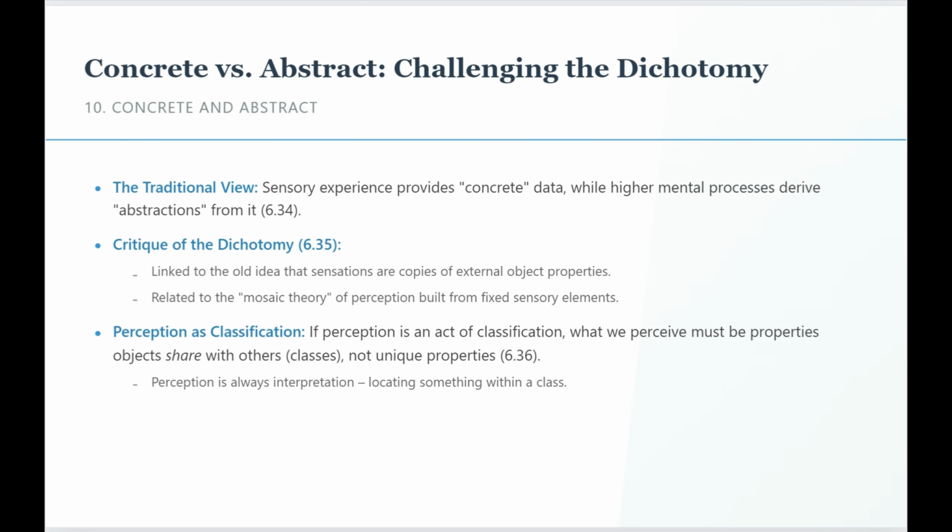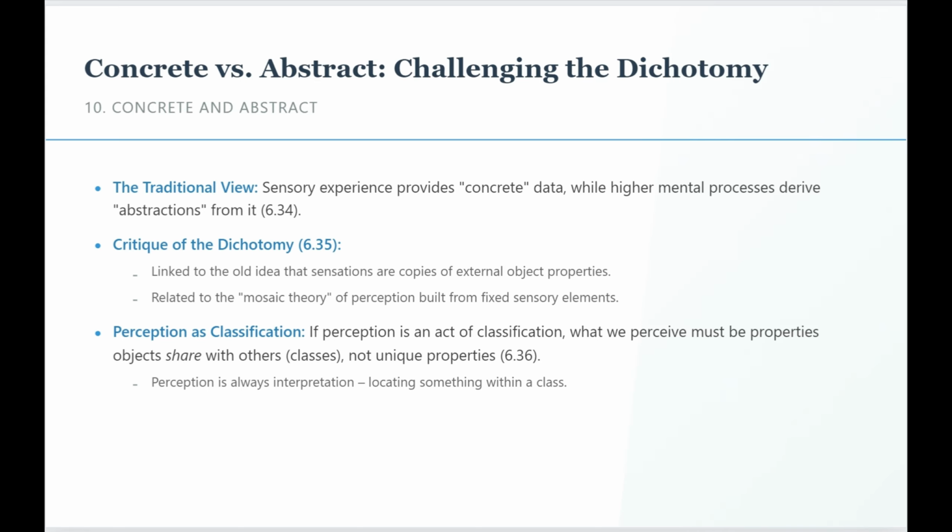Now let's tackle a classic philosophical distinction: concrete versus abstract. Usually, people think sensory experience gives us raw, concrete data, and then our minds derive abstract concepts from it. But the author argues this is misleading. It stems partly from the old idea that sensations are like perfect copies of external objects, and the mosaic theory of perception built from fixed elements.